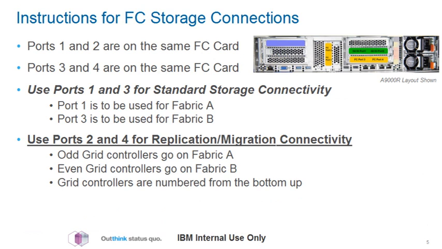Now, we've done something a little bit different here. Odd grid controllers go on fabric A, even grid controllers go on fabric B. So yes, we are splitting those by the grid controller number, not the card or fabric or port. The reason is that for replication, those ports have to be able to talk to each other. So we're splitting it on the grid controllers instead of on the ports or the cards. Just a note, you should have seen this on the previous slide, but grid controllers are numbered from the bottom up.